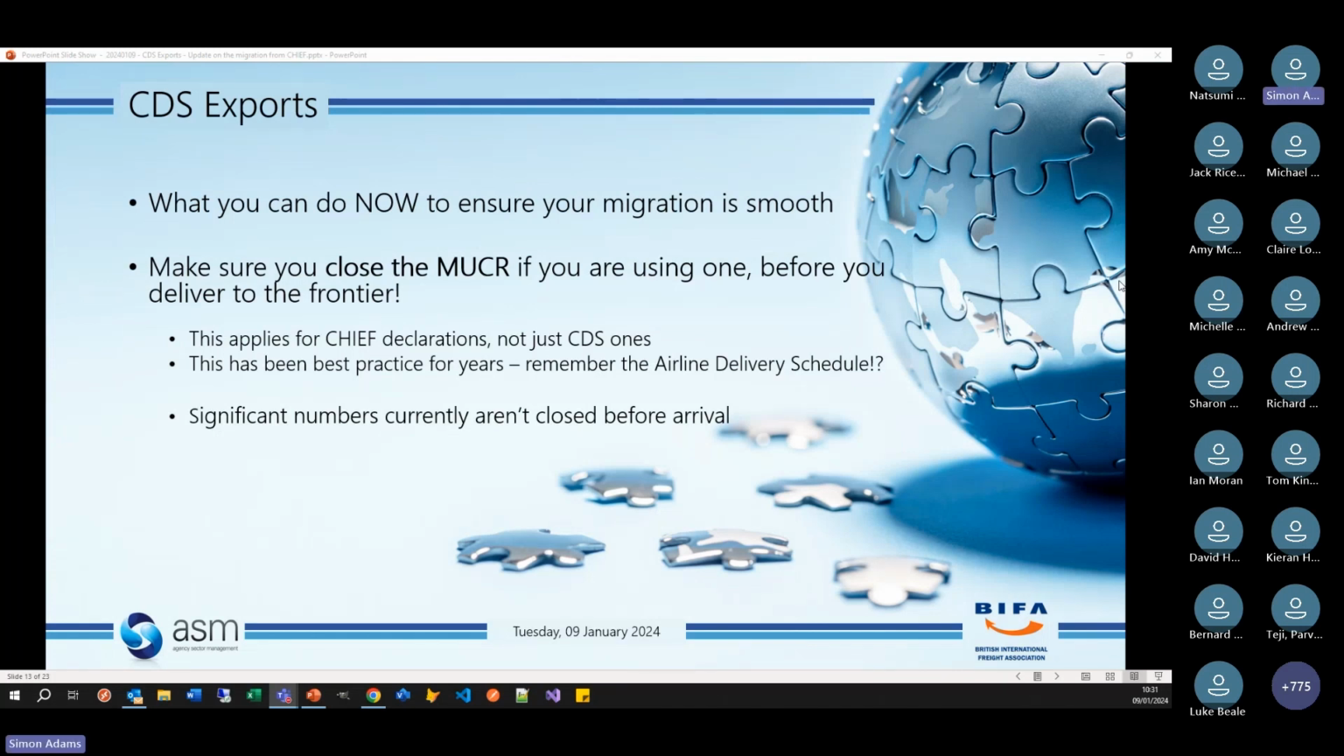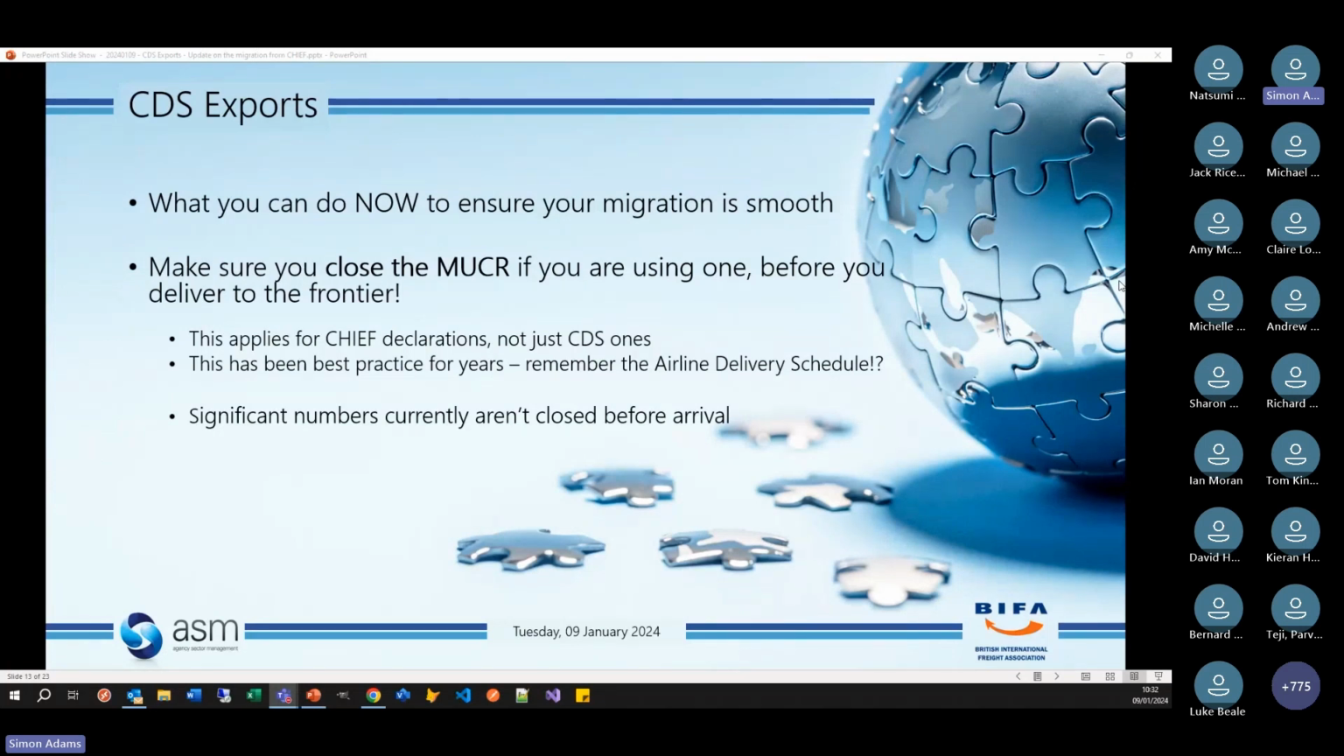There's been comms that went out from customs. I did a webinar to ASM Sequoia users before Christmas, emphasising this very point. And there's been work from the CCS UK user group contacting some of the worst culprits, informing them of the best practice and what they need to be doing. But there are still significant numbers currently that aren't closed before arrival.